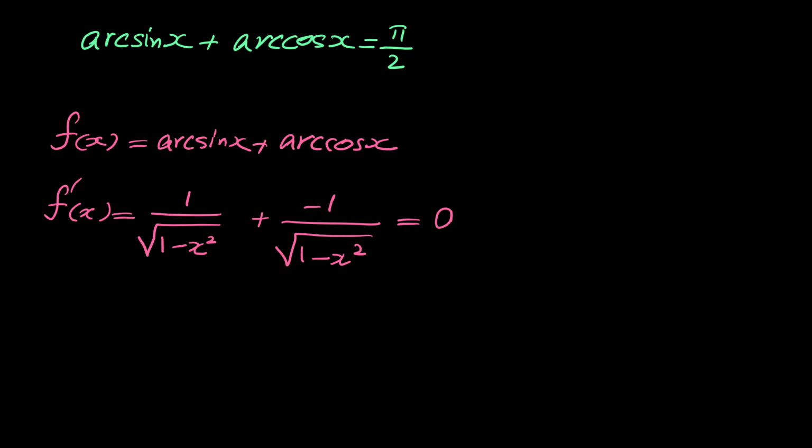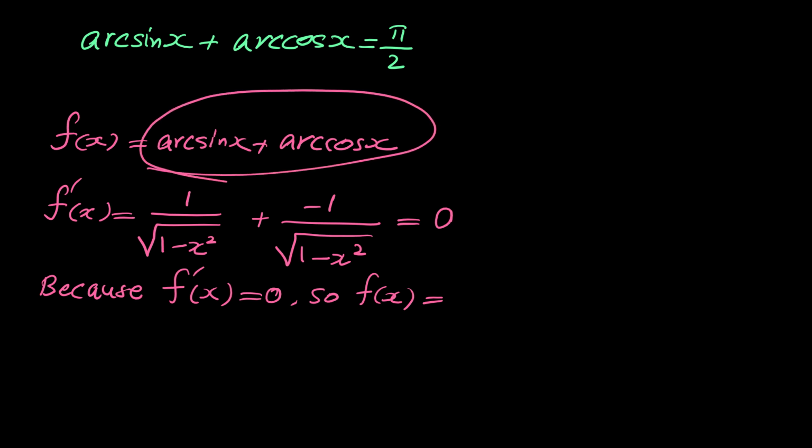Now remember, when the derivative of a function is 0, it means that that function is a constant, because the derivative of a constant is only 0. The derivative of any other function is not 0. So because f prime of x is 0, f of x, the original function, is always a constant.